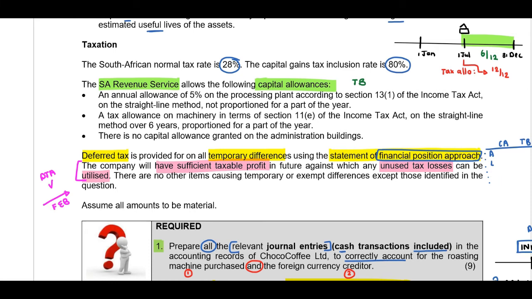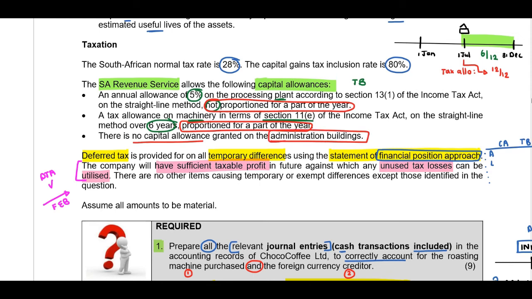An annual allowance of 5% on the processing plant, according to Section 13(1) of the Income Tax Act, on the straight line method, not proportioned for a part of the year. A tax allowance on machinery in terms of Section 11(e) of the Income Tax Act, on the straight line method over 6 years, proportioned for part of the year, which we have explained previously, right? Proportioned and not proportioned. Then, there is no capital allowance granted on the administration buildings, right?